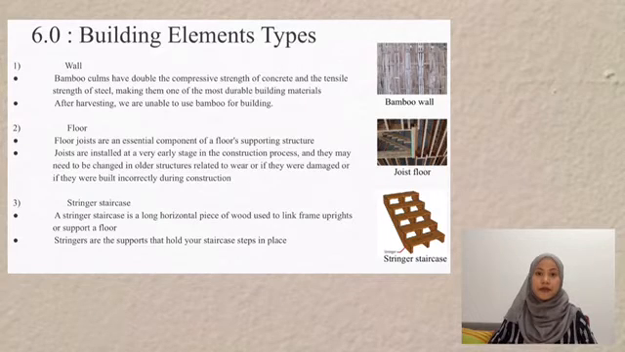Floor joists are an essential component of a floor's supporting structure. Joists are installed at a very early stage in the construction process, and they may need to be changed in older structures related to wear or if they were damaged or if they were built incorrectly during construction. Stringer staircase. A stringer is a long horizontal piece of wood used to link frame, upright or support a floor. Stringers are the supports that hold your staircase steps.